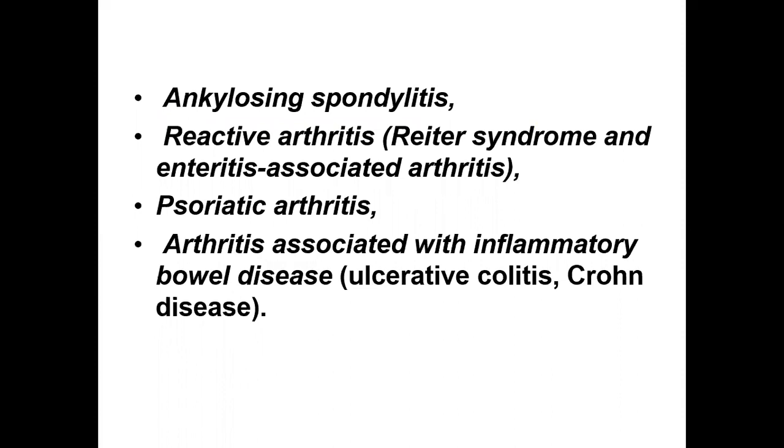So they are of different types. One is ankylosing spondylitis, then reactive arthritis, that is Reiter syndrome and enteritis associated arthritis, psoriatic arthritis, and arthritis associated with inflammatory bowel disease, that is ulcerative colitis and Crohn's disease.